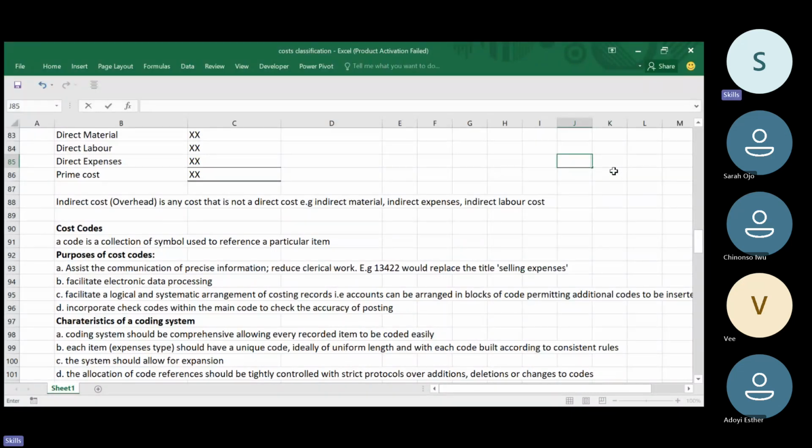Ideally, codes should be of uniform length and each built according to consistent rules. Give them the same length. If you are using 4 characters, you use 4 characters all through. And it should be unique so that you'll be able to identify what you are referring to. If one is 1002, another should be 1001, 1003, 1004. Let them be unique.